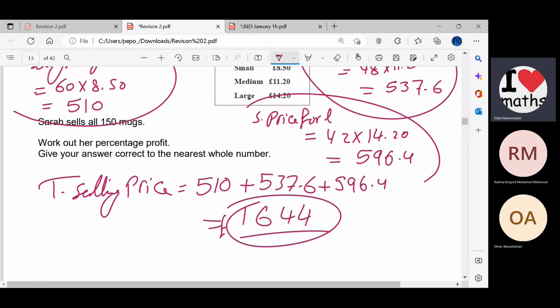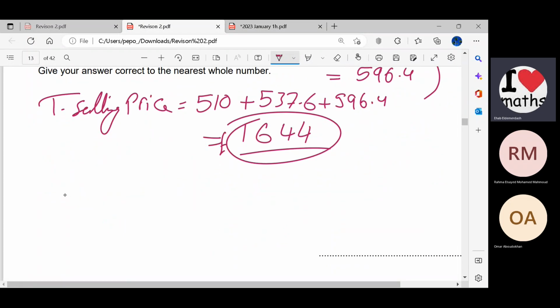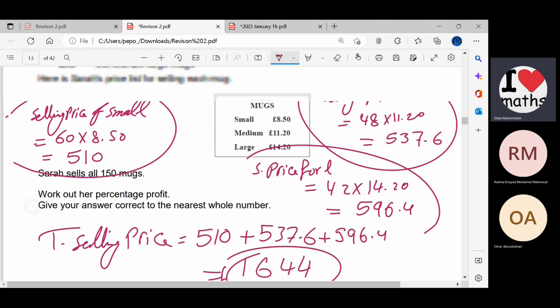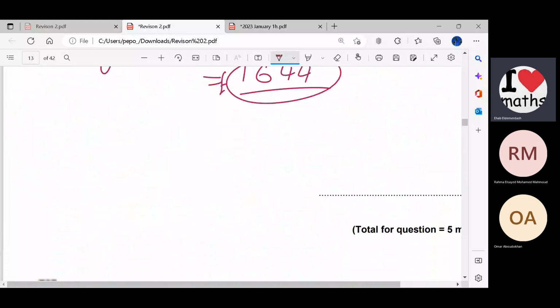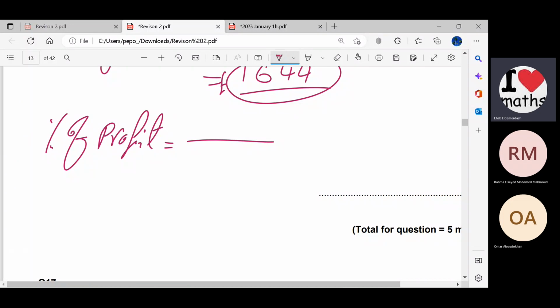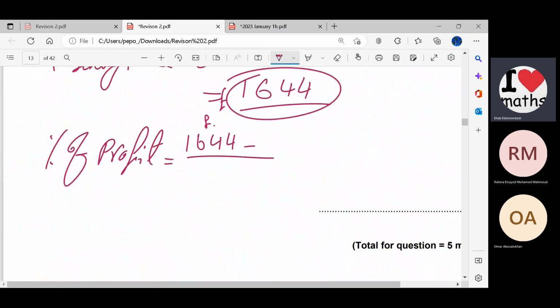This is 1,644. Now we need to identify the percentage of profit. So here it is exactly the change of the percentage in general. They are asking us the percentage of profit. What do we have to do? Final price minus the original. 1644 was the final price, minus the original. What was the original amount? 1140, divided by the original, because every time we have to compare it to the original amount, multiply by 100%.